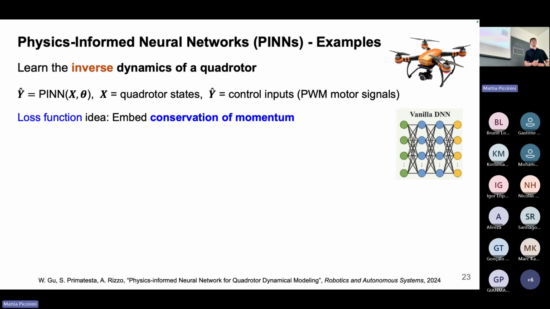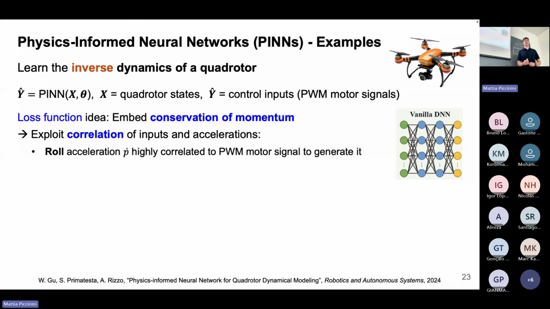So conservation of momentum is another important law of physics, related to linear and angular momentum. Basically, in the absence of external forces, or external actions, your momentum is constant. And they wanted to conserve that. And they asked, how can we do that? The idea is to exploit the correlation between your drone accelerations, especially the angular accelerations, and the motor command signals.